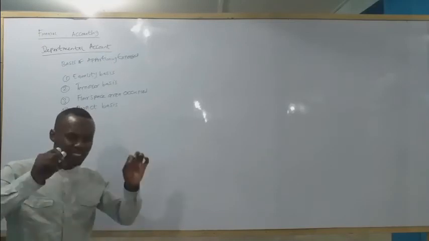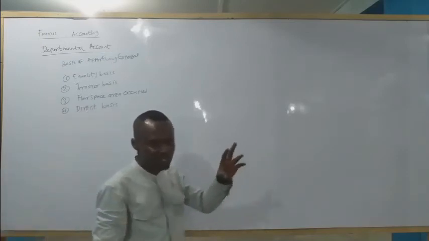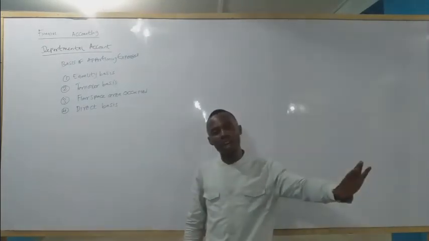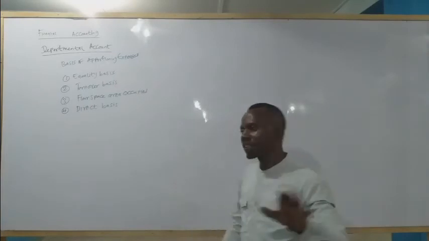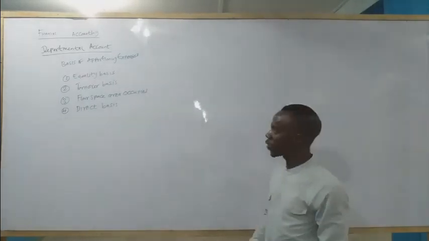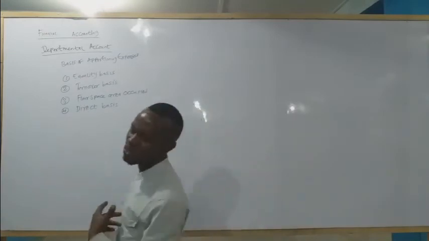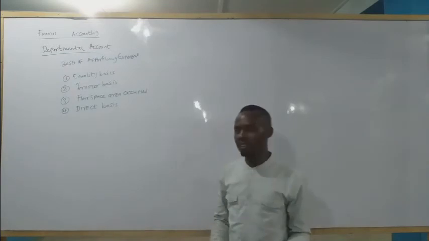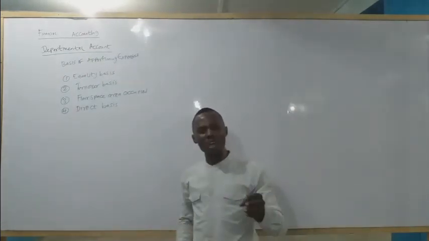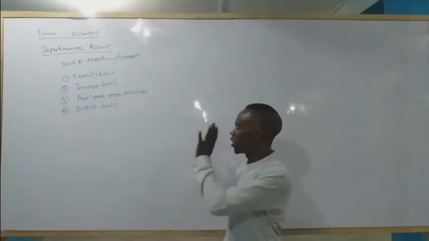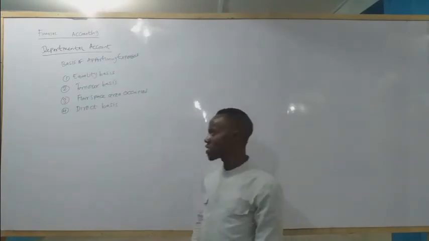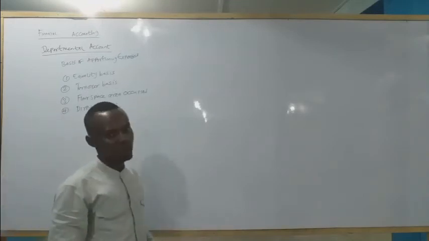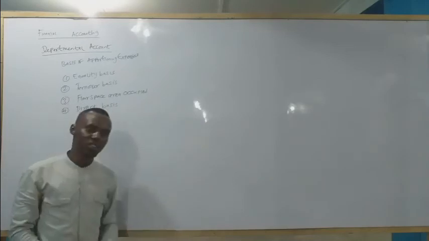Floor space area occupied. So the area they occupied, you have to apportion it on the basis of the area a particular segment or department is occupying. So that's what floor space area is talking about. And direct basis is normally not in use because it costs more to trace a particular expense to a particular department. So direct basis is hardly used for departmental accounting, except in a very large company.